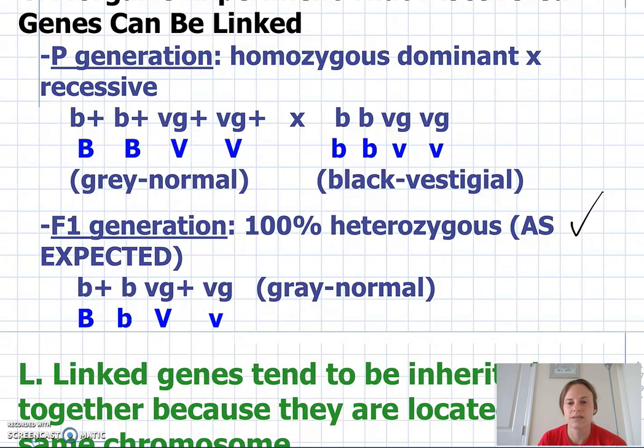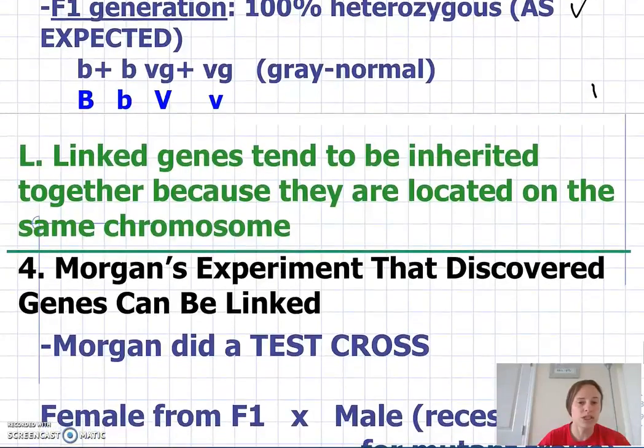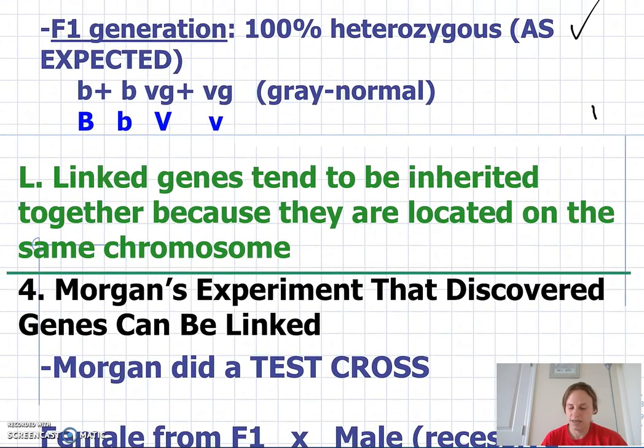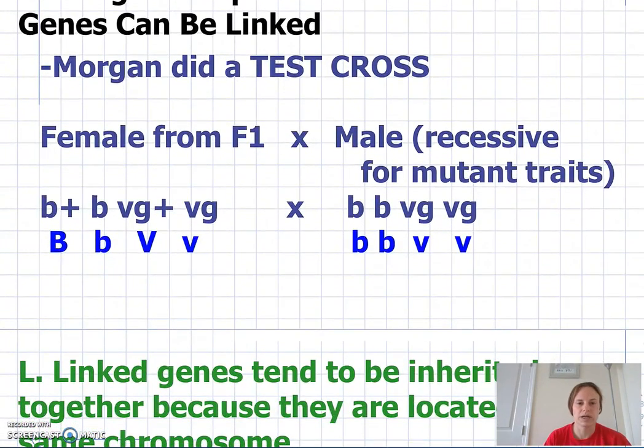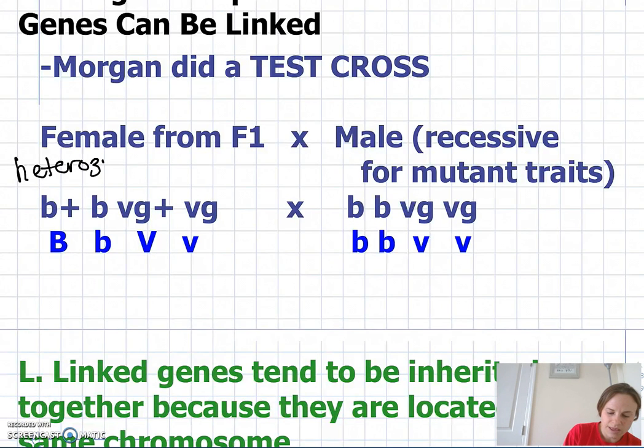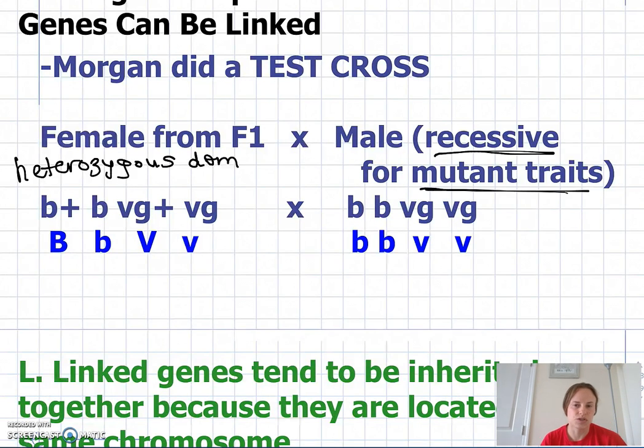According to Mendel's laws, I got 100% heterozygous offspring for both traits. Now, as Morgan bred his F1 generation, what he expected to get was a 1:1:1 ratio. So he did this test cross where he took a female from the F1. That female from the F1 was heterozygous dominant for both traits.